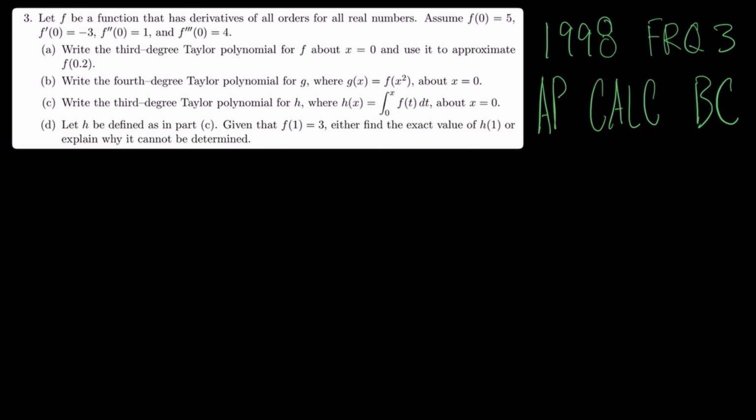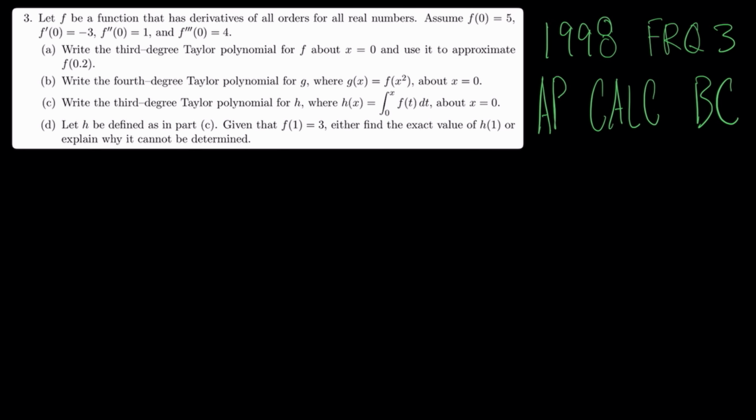So starting out, we have: let f be a function that has derivatives of all orders for all real numbers. Assume f of 0 equals 5, f prime of 0 equals negative 3, f prime prime of 0 equals 1, and f prime prime prime of 0 equals 4. Part A tells us that we need to write the third degree Taylor polynomial for f about x equals 0 and use it to approximate f of 0.2.